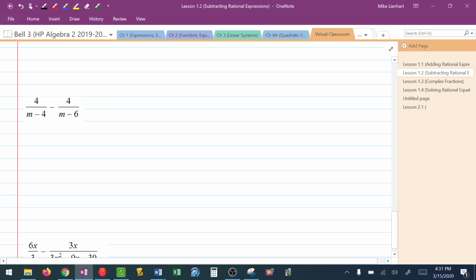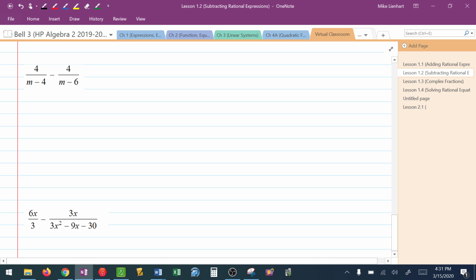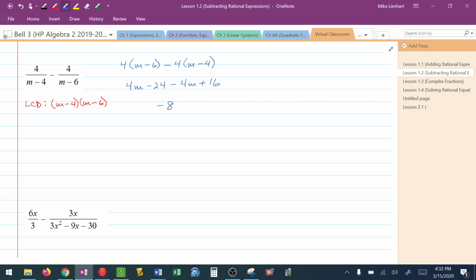Okay, looking at the next problem. All right, let's see here. I've got an LCD of m minus 4 and m minus 6. Play the game. 4 times m minus 6 minus 4 times m minus 4. I've got 4m minus 24 minus 4m plus 16, and that simplifies to negative 8. Looks good to me.